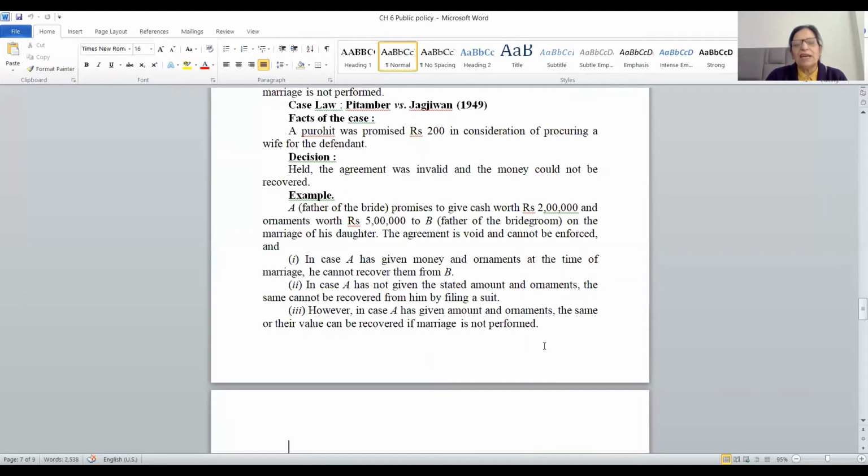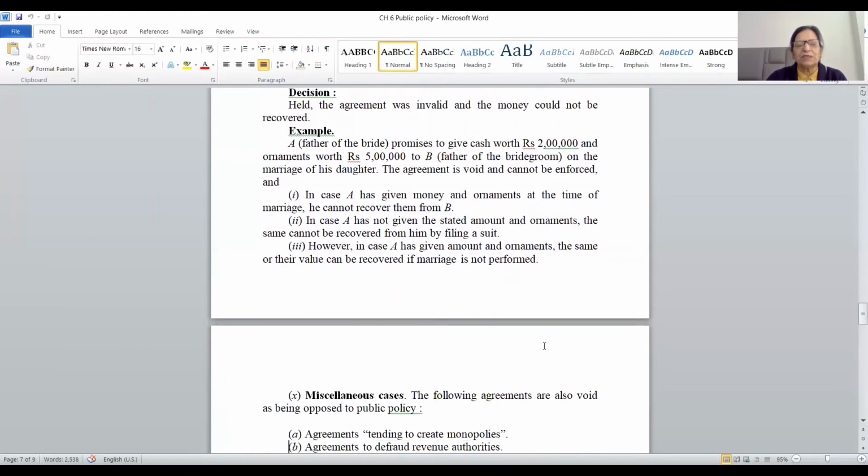However, if A has given an amount and ornaments, the same or their value can be recovered if the marriage is not solemnized. If somehow after the engagement but before the marriage the relationship is broken, then friends, the amount which is given and the ornaments can be recovered by filing a suit.